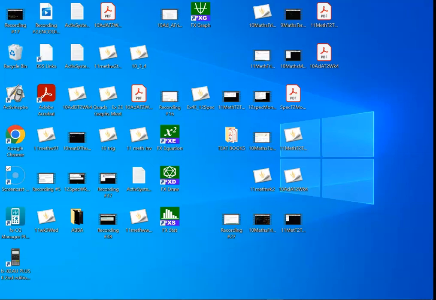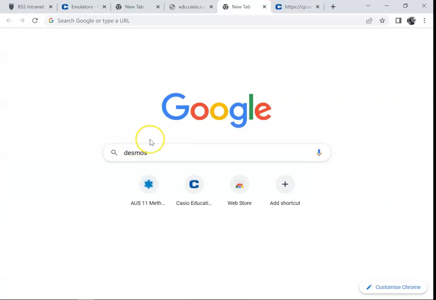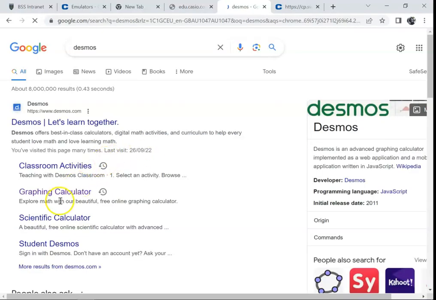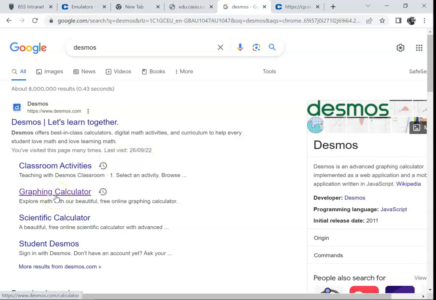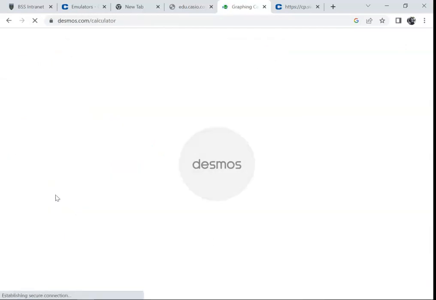So we're going to go to an open tab and you're just going to type in Desmos. D-E-S-M-O-S. Desmos. We're not doing it in our calculator. We type that in and we want the graphing calculator. Right, so we click on that.